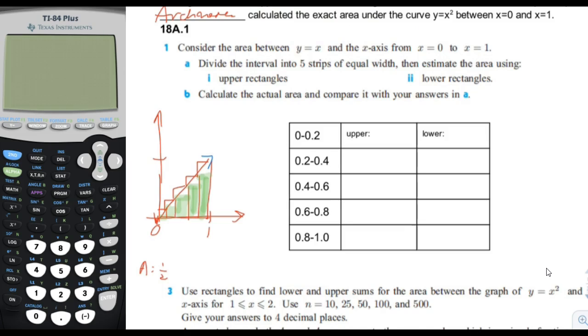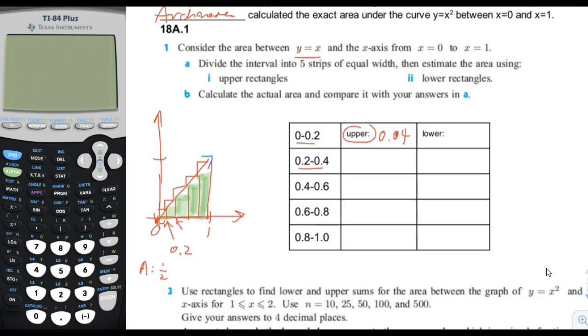Okay, so let's see. What we can do is let's do upper first. And so what we'll do is we'll find the area of each little rectangle. From 0 to 0.2, that's the first interval, and for upper rectangles, we are talking about a height of, let's see, we're going to plug in the value 0.2 into y equals x, and so the height is 0.2, and the width is also 0.2. So it's 0.2 times 0.2, which is 0.04.